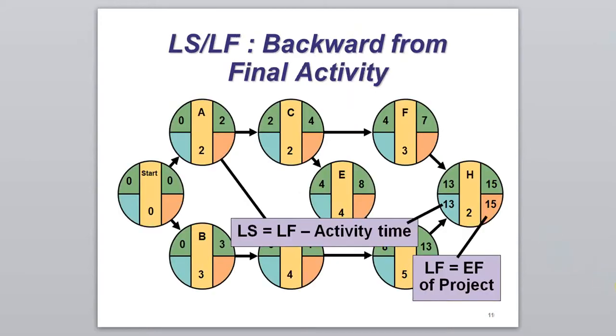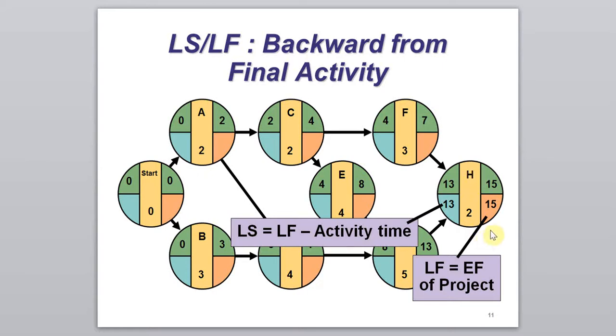Let's look at the activity diagram. Activity H is the final activity of this project. And for the latest start time and the latest finish time, we are calculating backward from the final activity H.